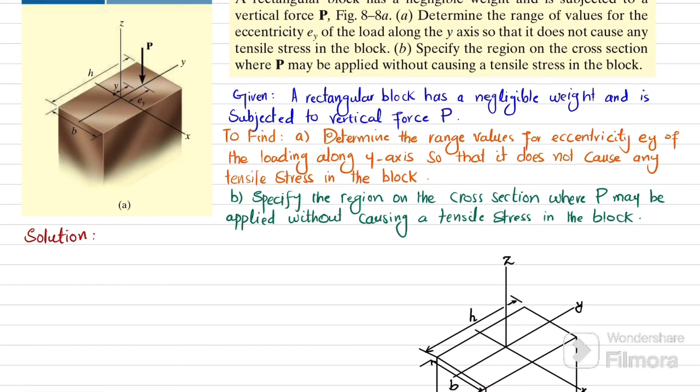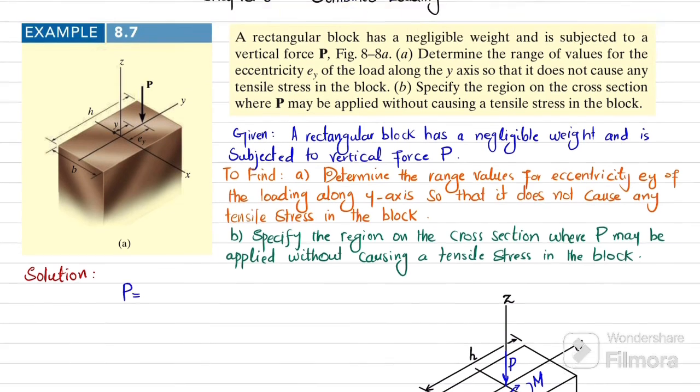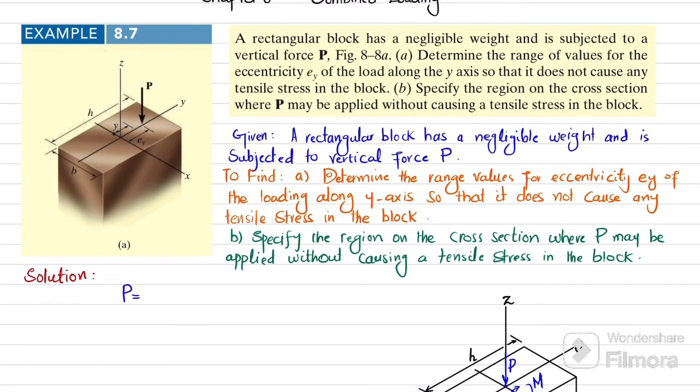So we will move this load in this Z direction. Let me choose another color. So this load is downward, equal to P, and you will have a clockwise moment in this direction, M. So this P is the load, and this moment M will be equal to P multiplied by EY. Clear? And that will be a clockwise moment.